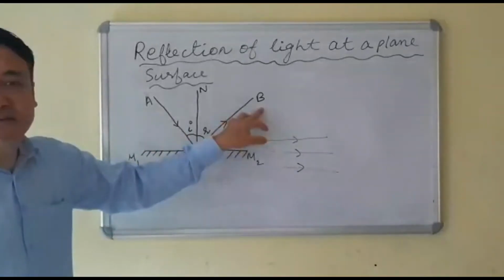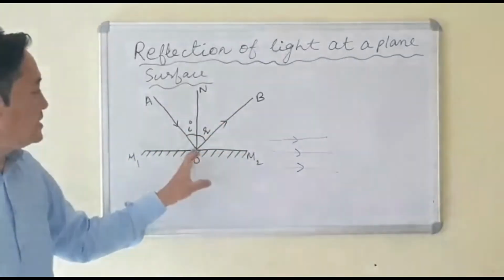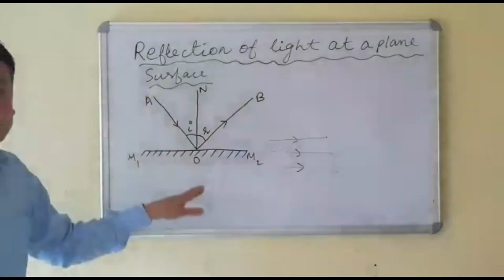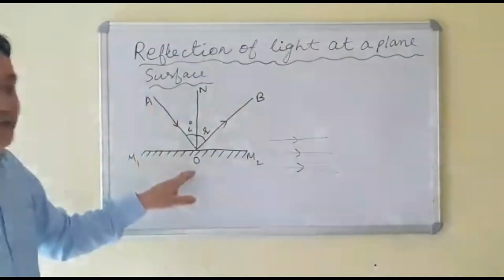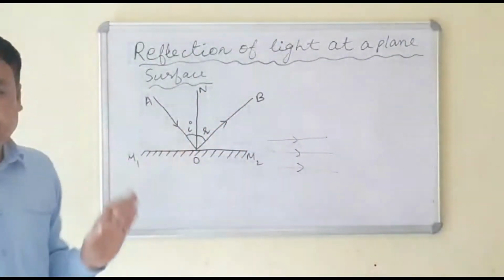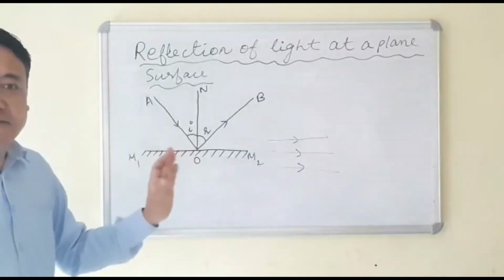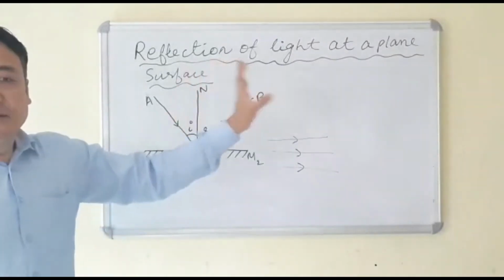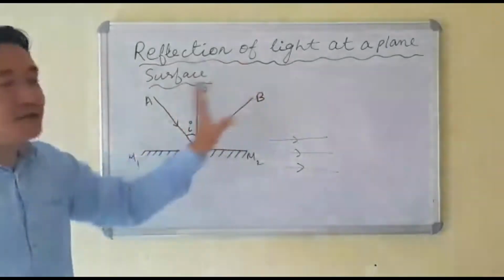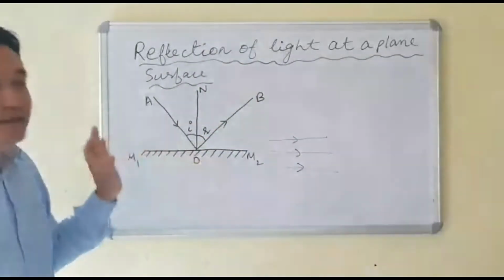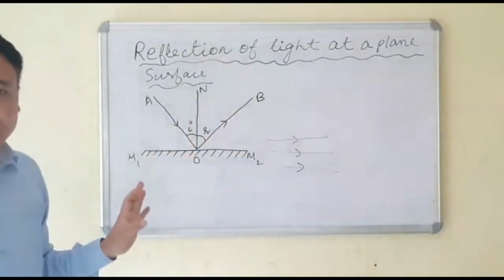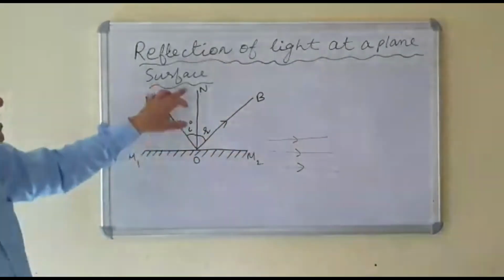OB is the reflected ray, not BO, because light is going from O to B, whereas the light is coming from A to O. So AO is the incident ray and OB is the reflected ray. The reflected ray is the ray of light which bounces back to the same medium after striking the reflecting surface. And the other one is the normal.